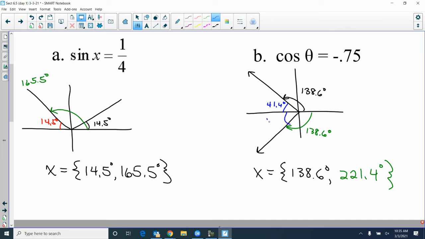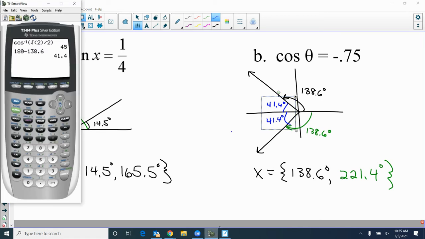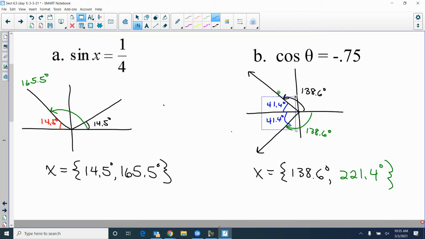And that means this angle here has to be 41.4. And so to get your final angle, you would take 180 plus that. I see this used more than the 360 minus, but I really don't care. It makes no difference. They both give you the same answer. They're both correct. It's whichever way you visualize it.